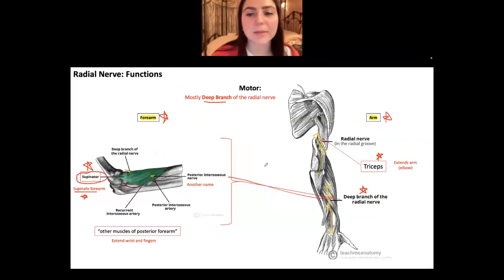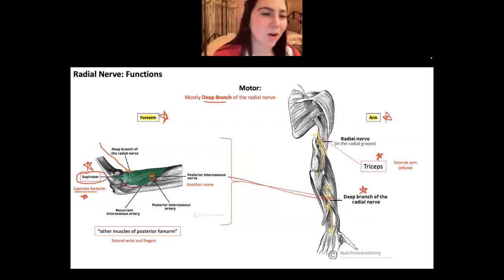Oh yeah. So the deep branch of the radial nerve, another name for it is... once it goes in, this is where the brachial plexus stuff gets a little more complicated, but we're not going to get into that level of detail. But here comes the radial nerve. This is the deep branch. It's going to innervate the supinator. And then when it comes out on the other side, it's suddenly called the posterior interosseous nerve.